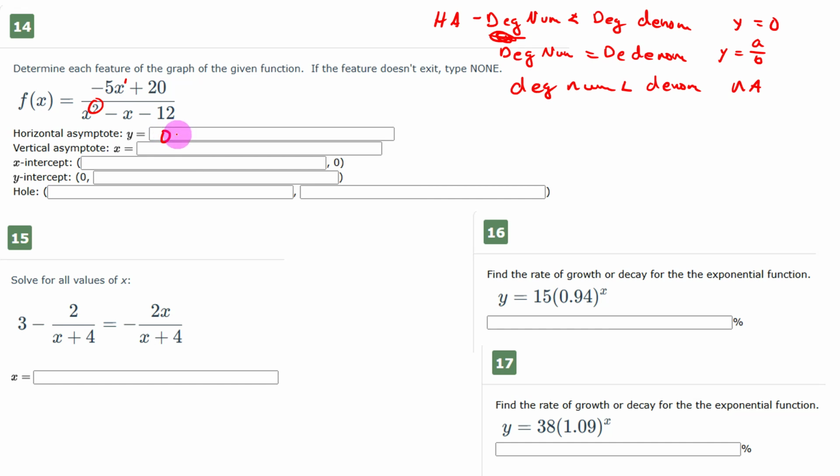The other thing you can do real quick is the y-intercept. It's literally telling you what you do. Plug in 0 for x, make this 0, and this 0, and they all go away. And I'm left with 20 over negative 12, and I imagine it's going to make you reduce that. So negative 5 over 3.